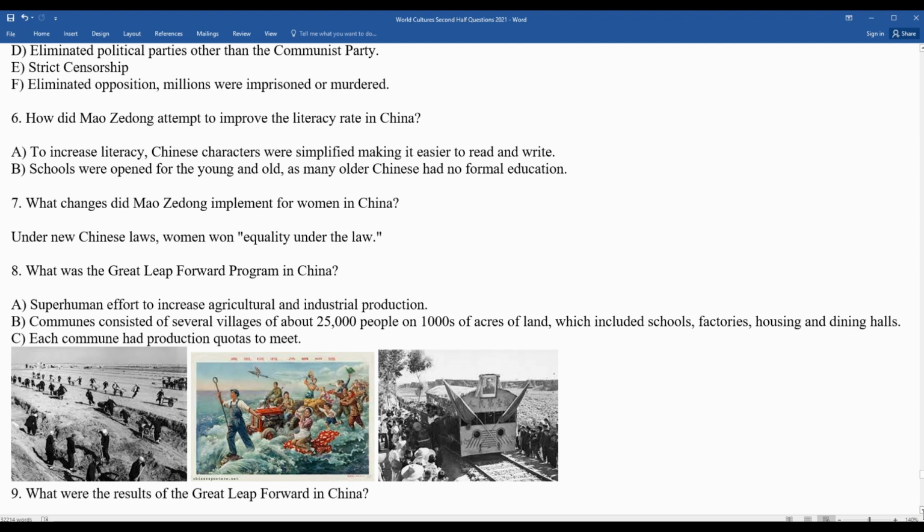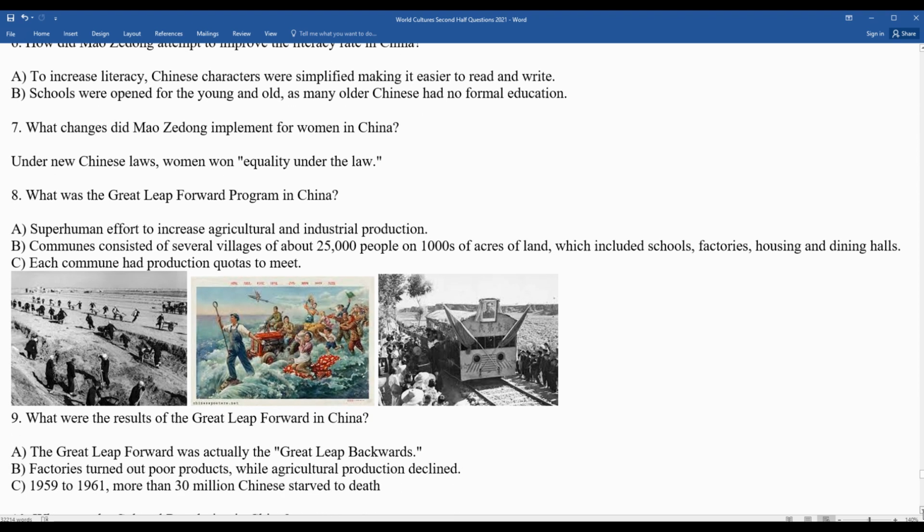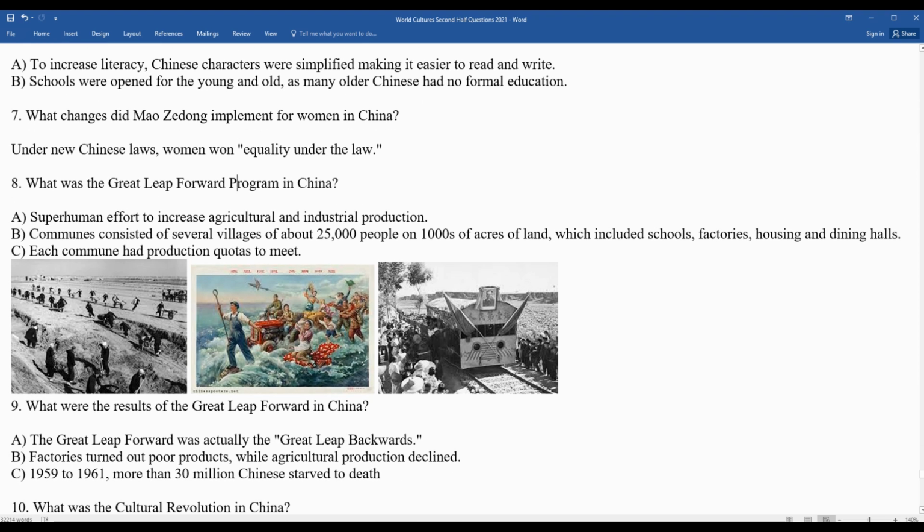9, what were the results of the Great Leap Forward in China? The Great Leap Forward was actually a great leap backwards, as temporarily the economy took a step back. Factories turned out poor products as they attempted to meet the high quota demands. Agricultural production declined as there was no self-motivation. You just kind of plugged away at the day. If you have an actual capitalistic society where you're actually making money, you'll be more motivated to work hard.